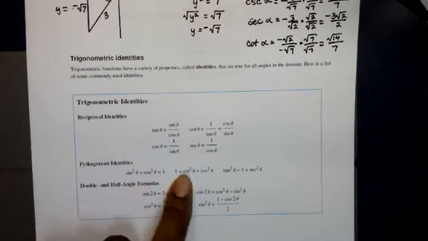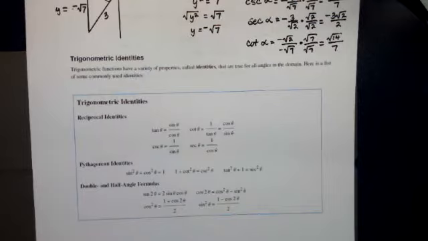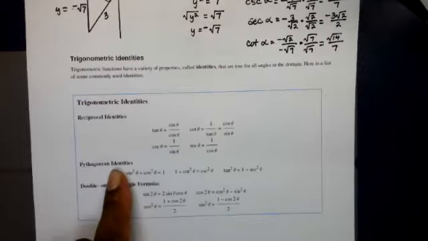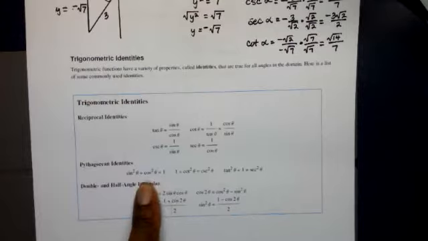All right, the next 3 are what we call Pythagorean identities. This comes from the Pythagorean theorem that clearly states that a squared plus b squared equals c squared. The sum of the squares of the two legs is always going to be equal to c squared, which is the square of the hypotenuse. So here, one identity for this would be sine squared theta plus cosine squared theta equals 1.